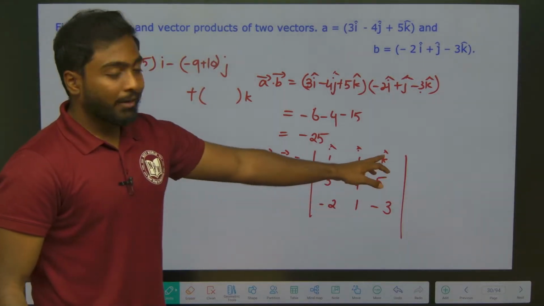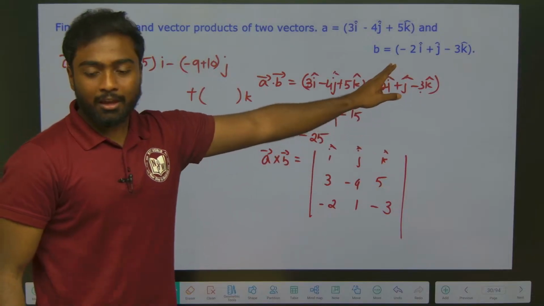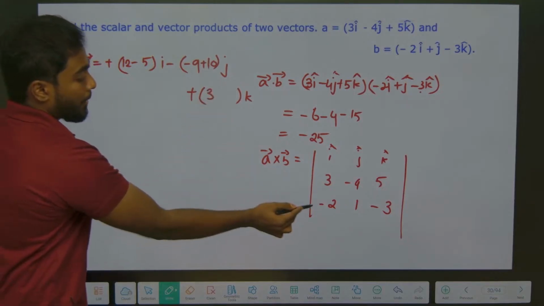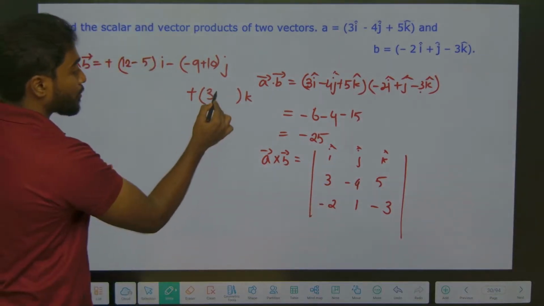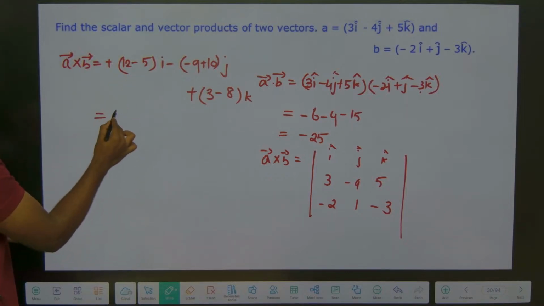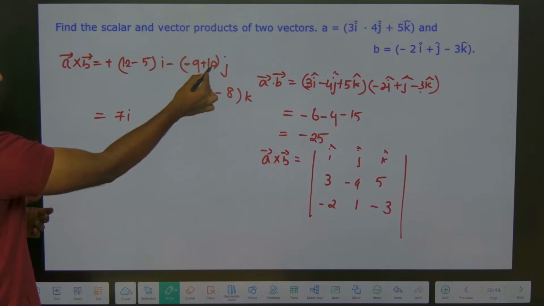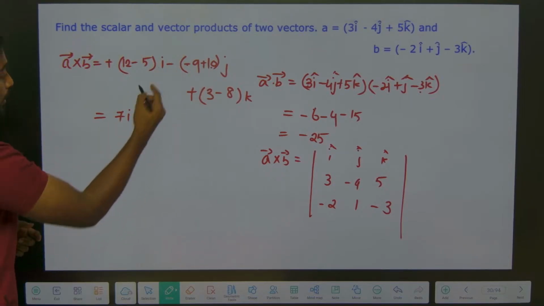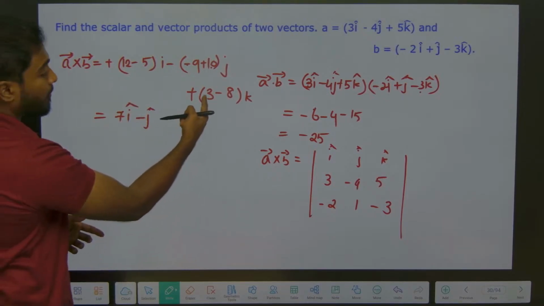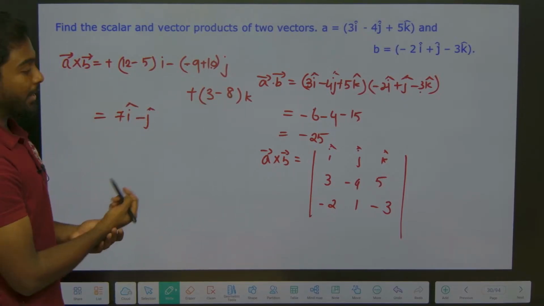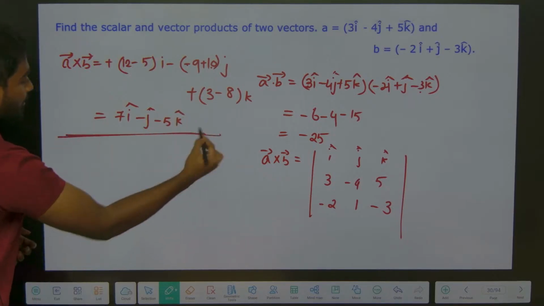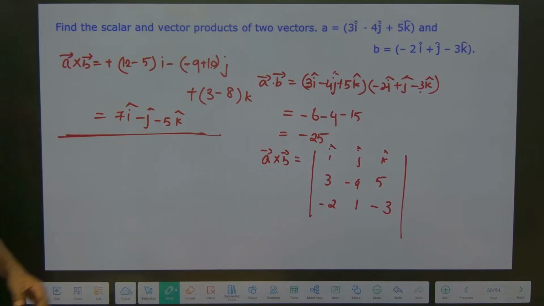When I want to do for k, close the k column and k row. So 3 into 1 is 3, minus 2 into minus 4 is 8. So here minus 8 we will write. So 12 minus 5 is 7i, minus 9 plus 10 is 1, so here minus is there, minus j cap. Here 3 minus 8 is minus 5, so minus 5k cap. So this is my answer for the vector product.